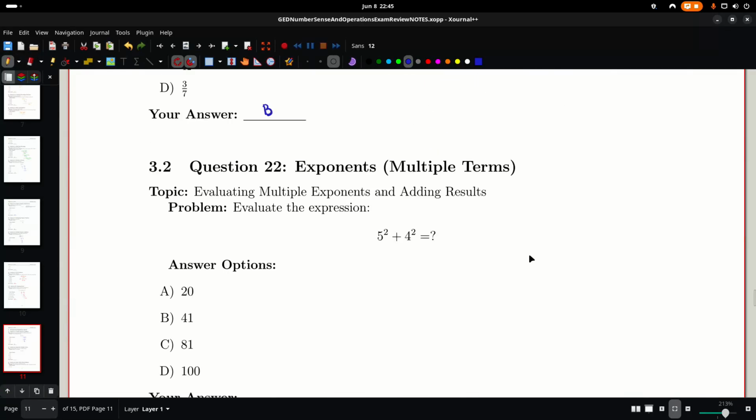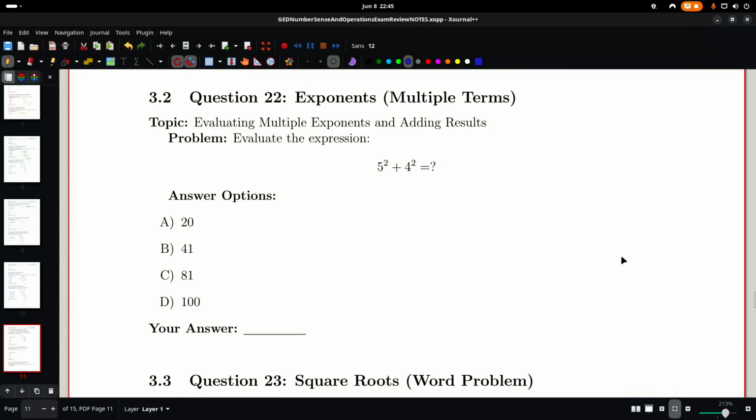Okay, question 22, exponents. And we've got multiple terms here, so we have to do our exponents first according to BEDMAS, or order of operations. So 5 squared is 5 times 5, and then we're adding 4 times 4. So 5 times 5 is 25, and 4 times 4 is 16, and so 25 plus 10 gives us 35, and then another 6 gives us 41. So that looks like it's answer B. Alright, we're on a roll with B's now.